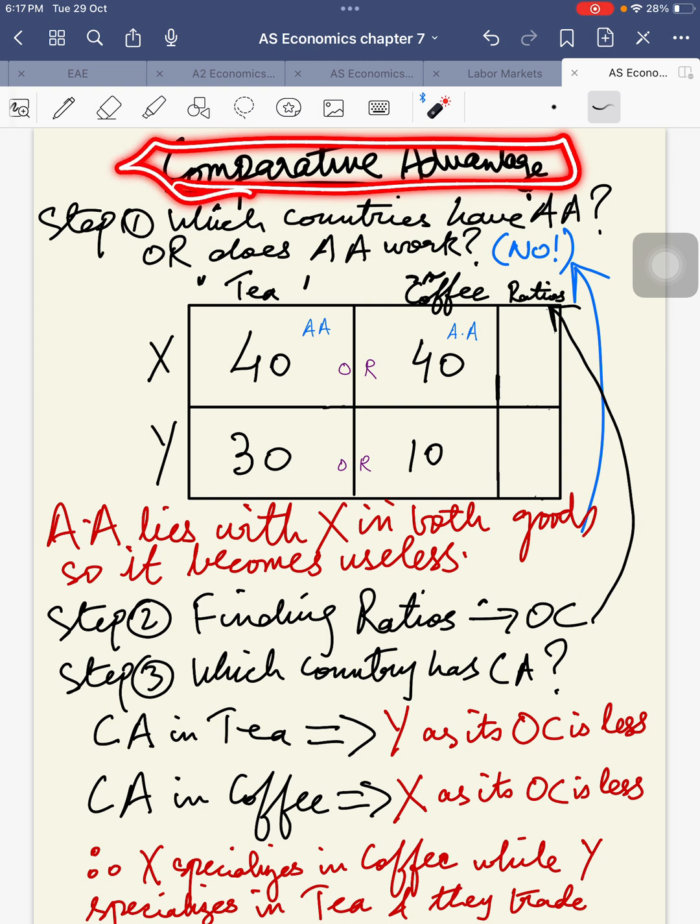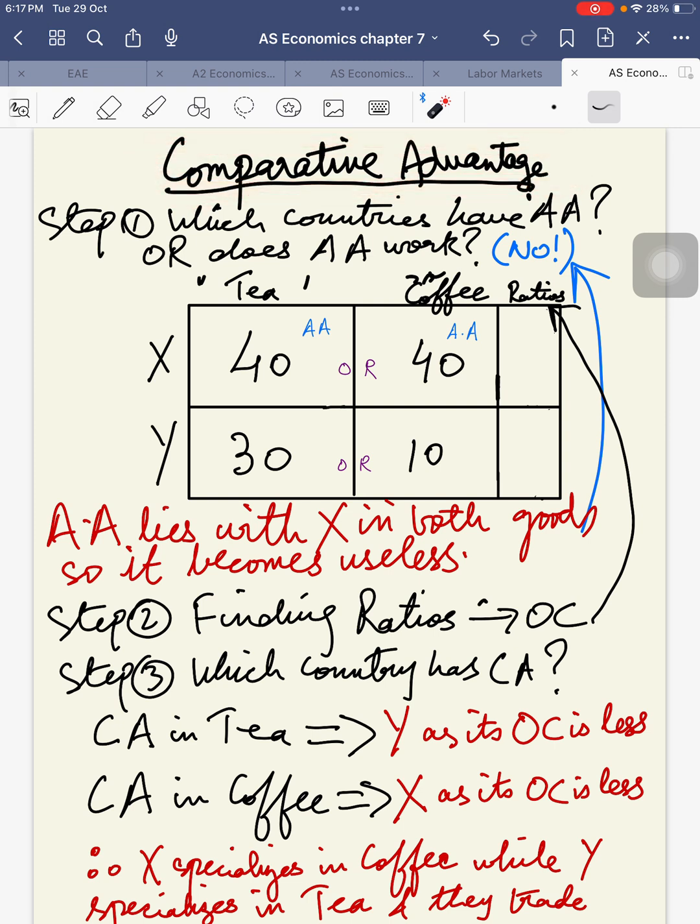Now, what is the theory of comparative advantage? A country will have a comparative advantage in a good if its opportunity cost of producing that good is less than the opportunity cost of producing the same good in another country. Now, the question is, how do we determine opportunity costs of both the countries? The answer to that is we find ratios. We find ratios of both the goods for each country.